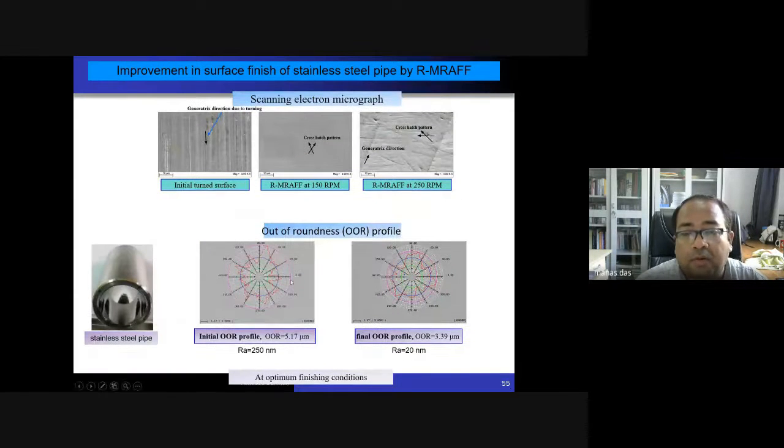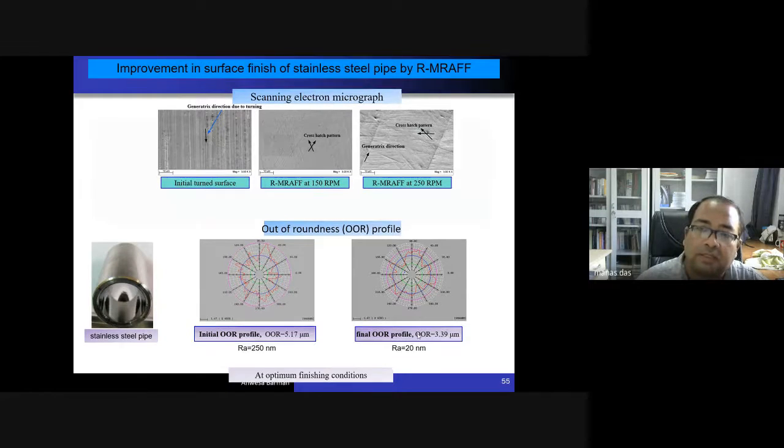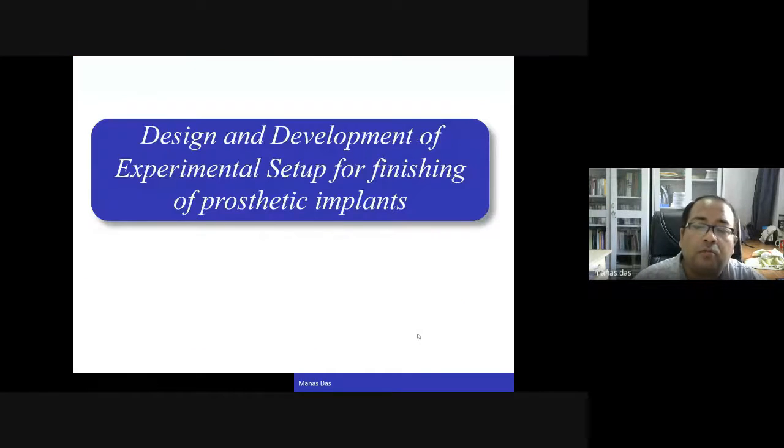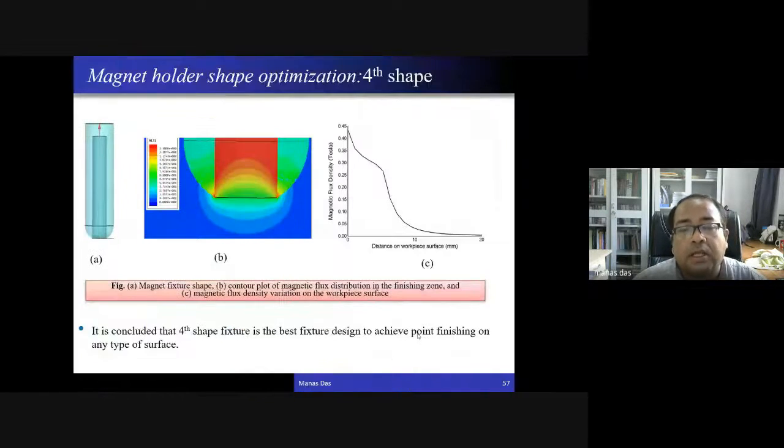Outer roundness is also very important. Although it looks like a circular profile to the naked eye, you can see this kind of non-linearity. The distance between the maximum circumscribed and inscribed circle is called outer roundness. This outer roundness we have improved from 5.17 to 3.39. Now we have done an experiment on the prosthetic implant, the knee implant I mentioned.